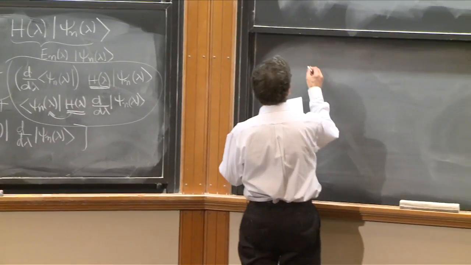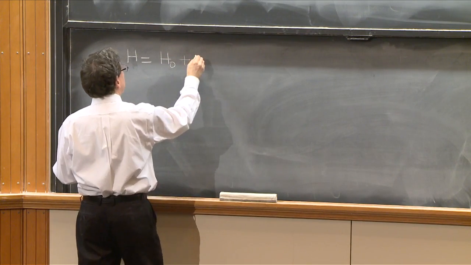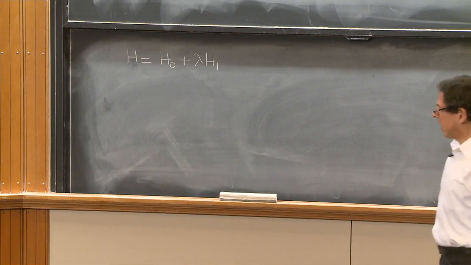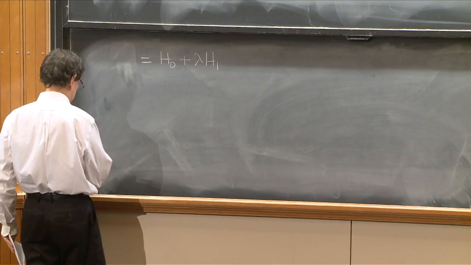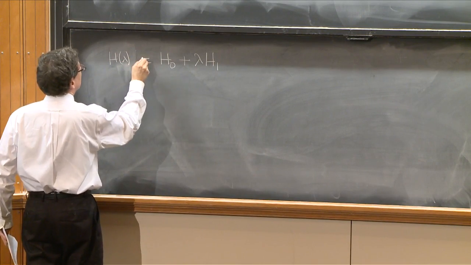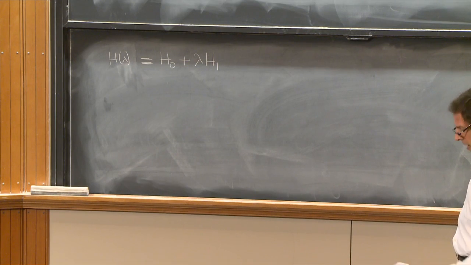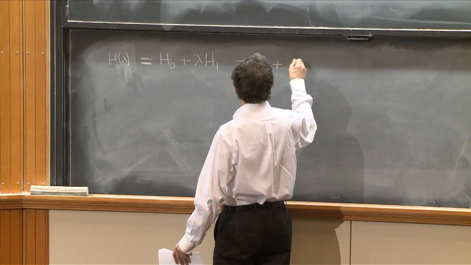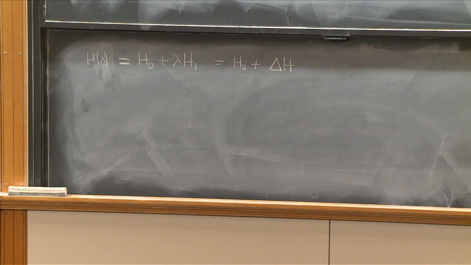So suppose you have a Hamiltonian H, which has a term H0 plus lambda H1. So the parameter lambda, H of lambda, is given in this way. And that's a reasonable H of lambda. Sometimes this could be written as H0 plus something that we will call the change in the Hamiltonian. And we usually think of it as a small thing.